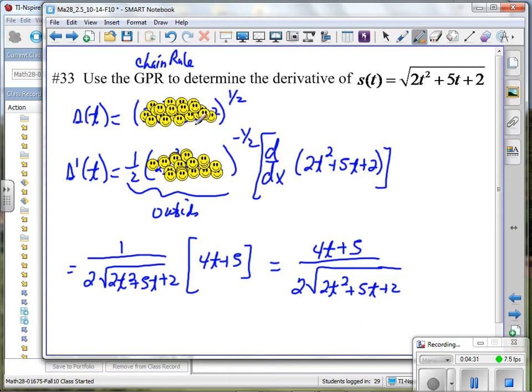Block that out. Don't even see it. Because the outside function says, I'm going to take the square root. 1/2 something to the negative 1/2. Now, what we have to do then is to take the derivative of that inside function. And that inside function is 2t squared plus 5t plus 2.